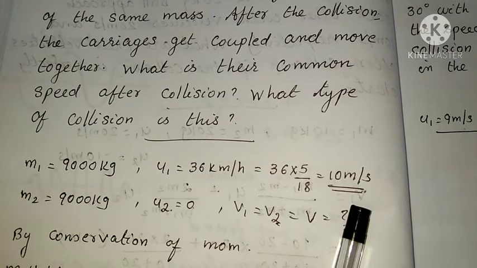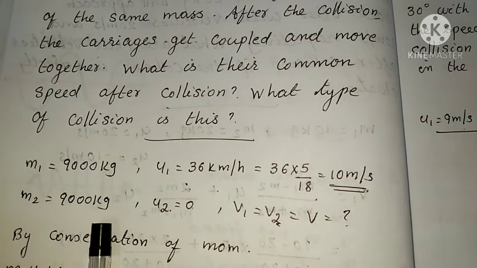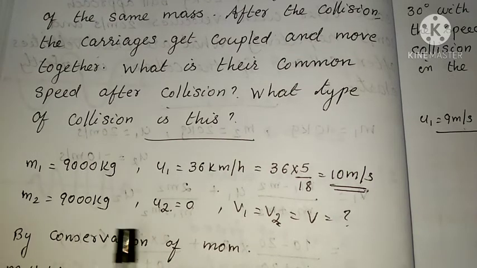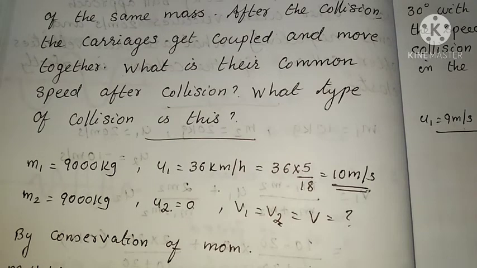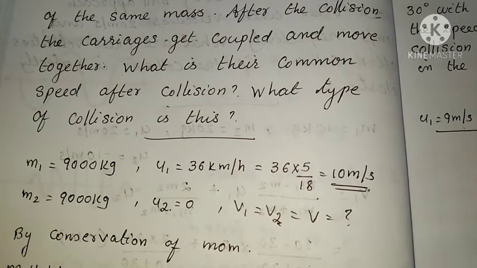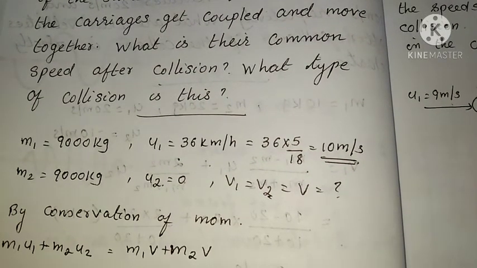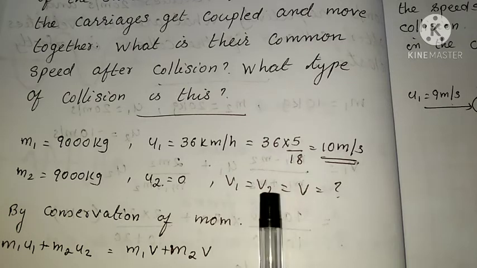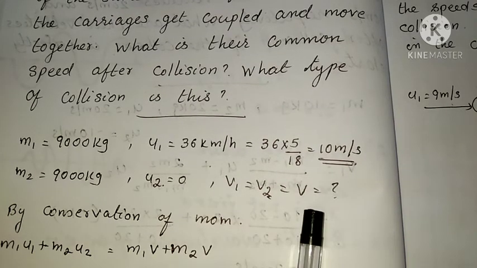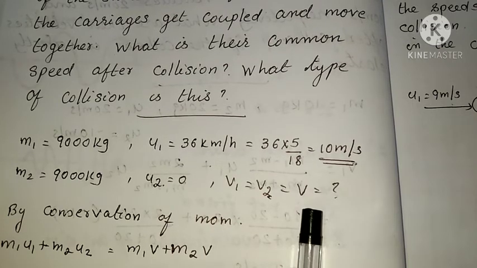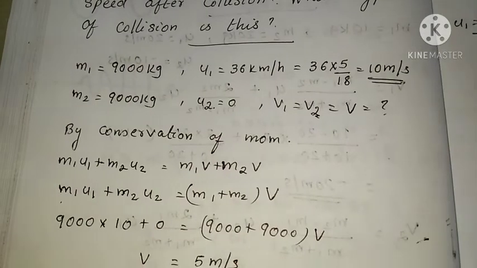It collides with a stationary carriage of same mass. Therefore, m2 equal to 9000 kg, and since the carriage is stationary, u2 equal to 0. Then you want to find out, after the collision the carriages get coupled and move together, what is their common speed after the collision? After the collision, they are moving with a common speed. Therefore, v1 equal to v and v2 equal to v. You want to find out this v. Here we can apply the conservation of momentum.